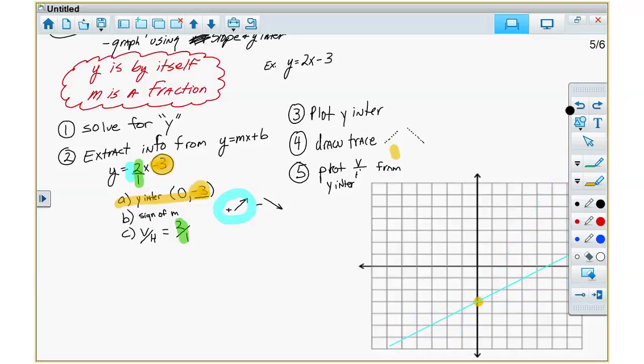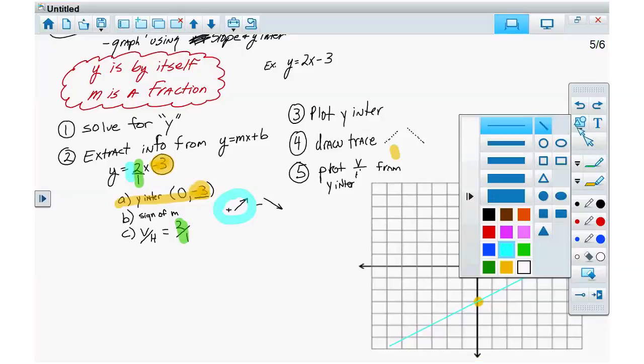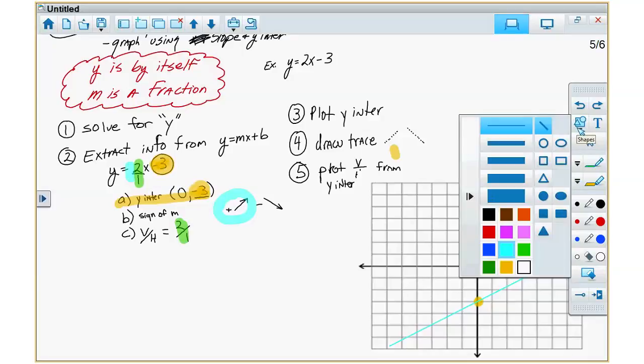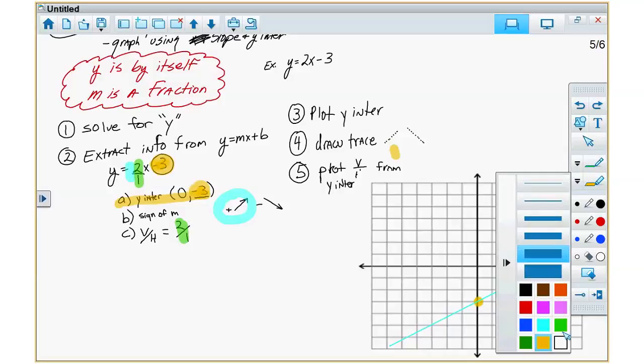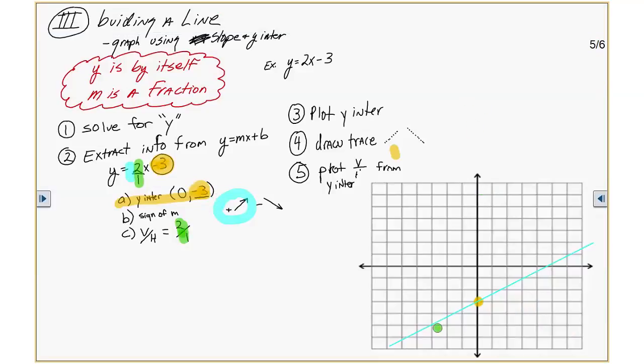Okay, now, the green, start from the, hold on, I'm going all over the place. No, I don't want to use that. I'm going to go back here. There we go. No, I need to use the highlighter. I'll use this green right here.